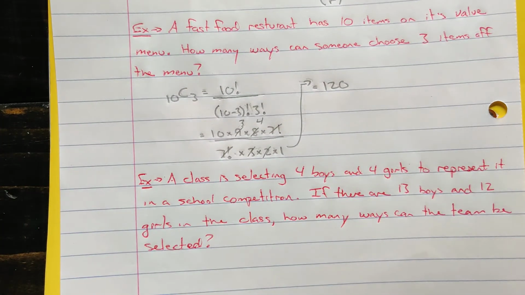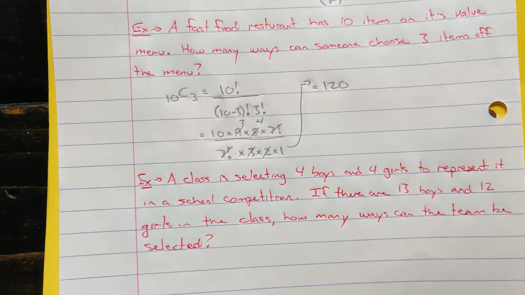Another example here. In this case, we have multiple groups that we're choosing. So a class is selecting 4 boys and 4 girls to represent it in a school competition. So we're selecting 4 boys and 4 girls. So we have multiple groups that we need to select from. If there are 13 boys and 12 girls in the class, how many ways can the team be selected?